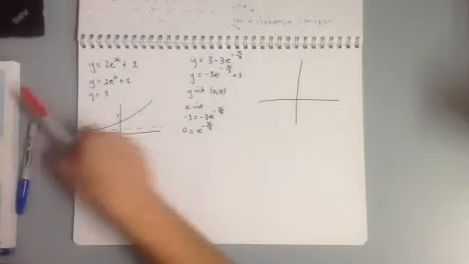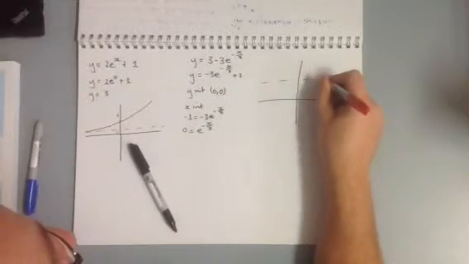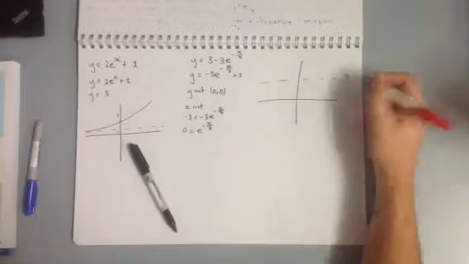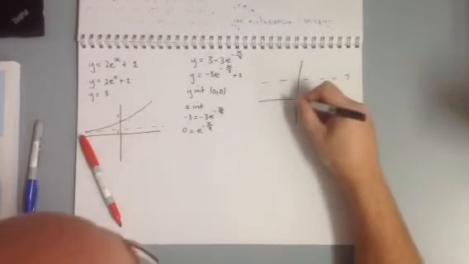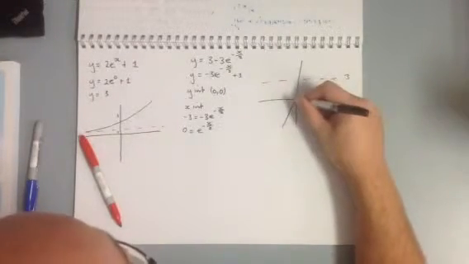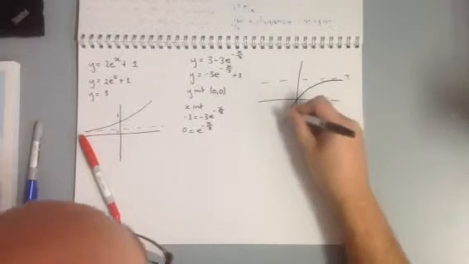So we were saying we've been moved up by 3, which puts us at 3, and we know we're going through 0, 0. So you can finish it off like that.